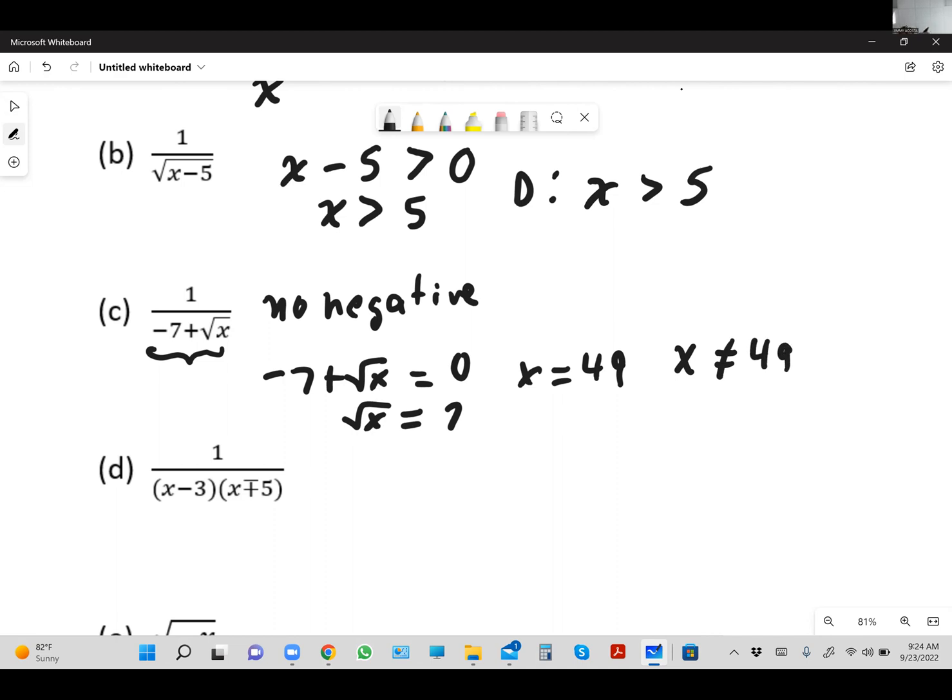But that's not enough. Now I have to use the set notation. You could say it in words. You could say the domain is x cannot equal 49 and x must be greater than or equal to 0. You could say that. Did you get it wrong or right? She got it wrong. You had greater than.